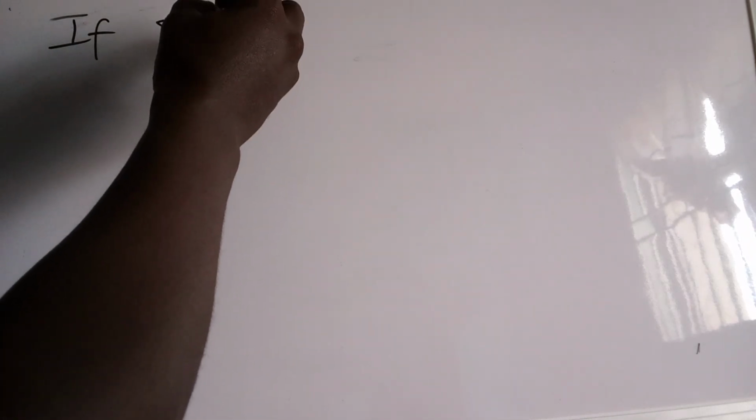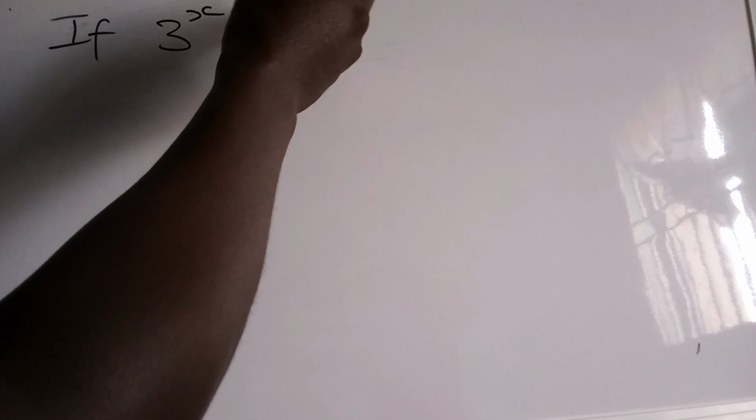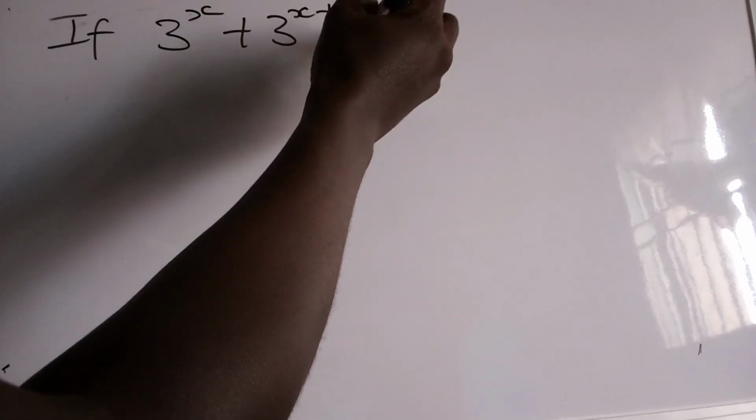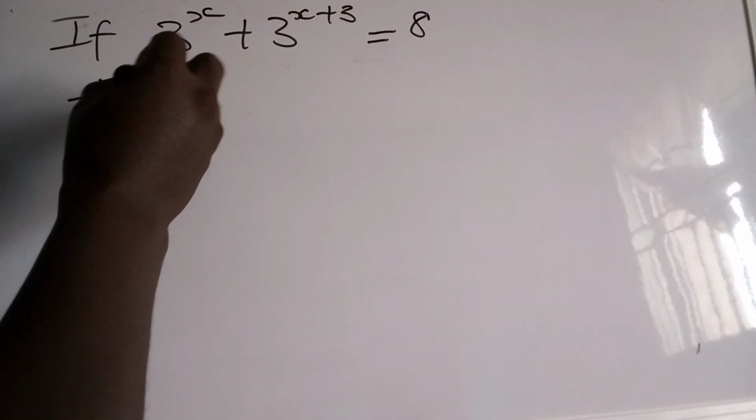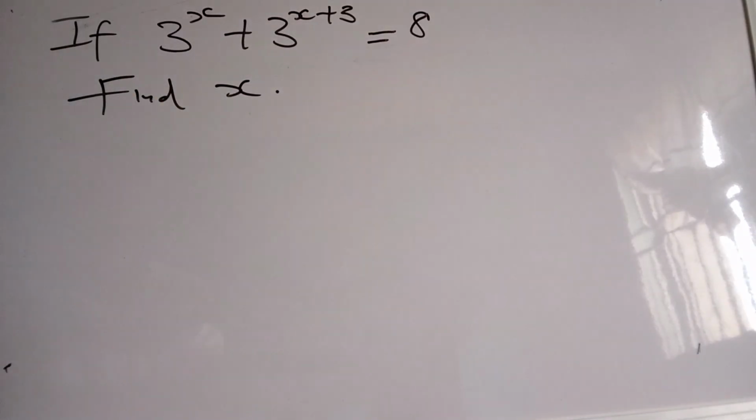So we'll be looking at an equation which says: if 3^x plus 3^x plus 3 equals 84, find x.